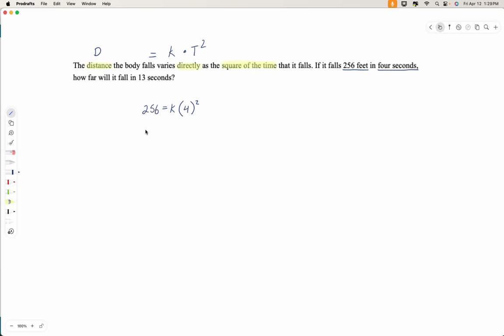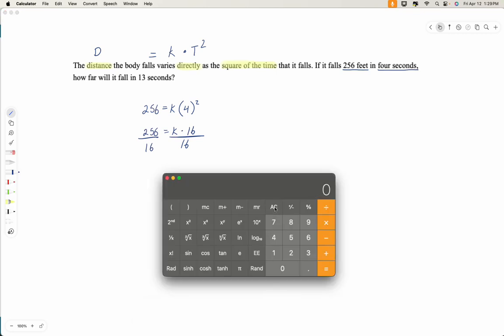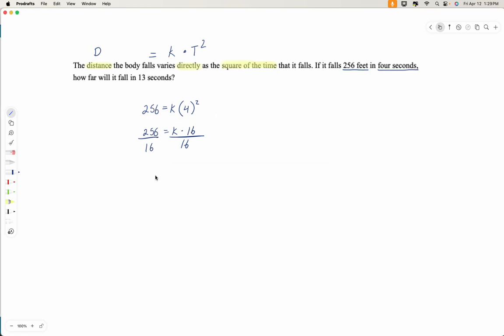4 times 4 is 16. 256 is equal to k times 16. Divide both sides by 16. Then that will tell us what k is. So I pull out my calculator. And let's see. 256 divided by 16 is 16. How about that? So 16 is the value of k. All right.